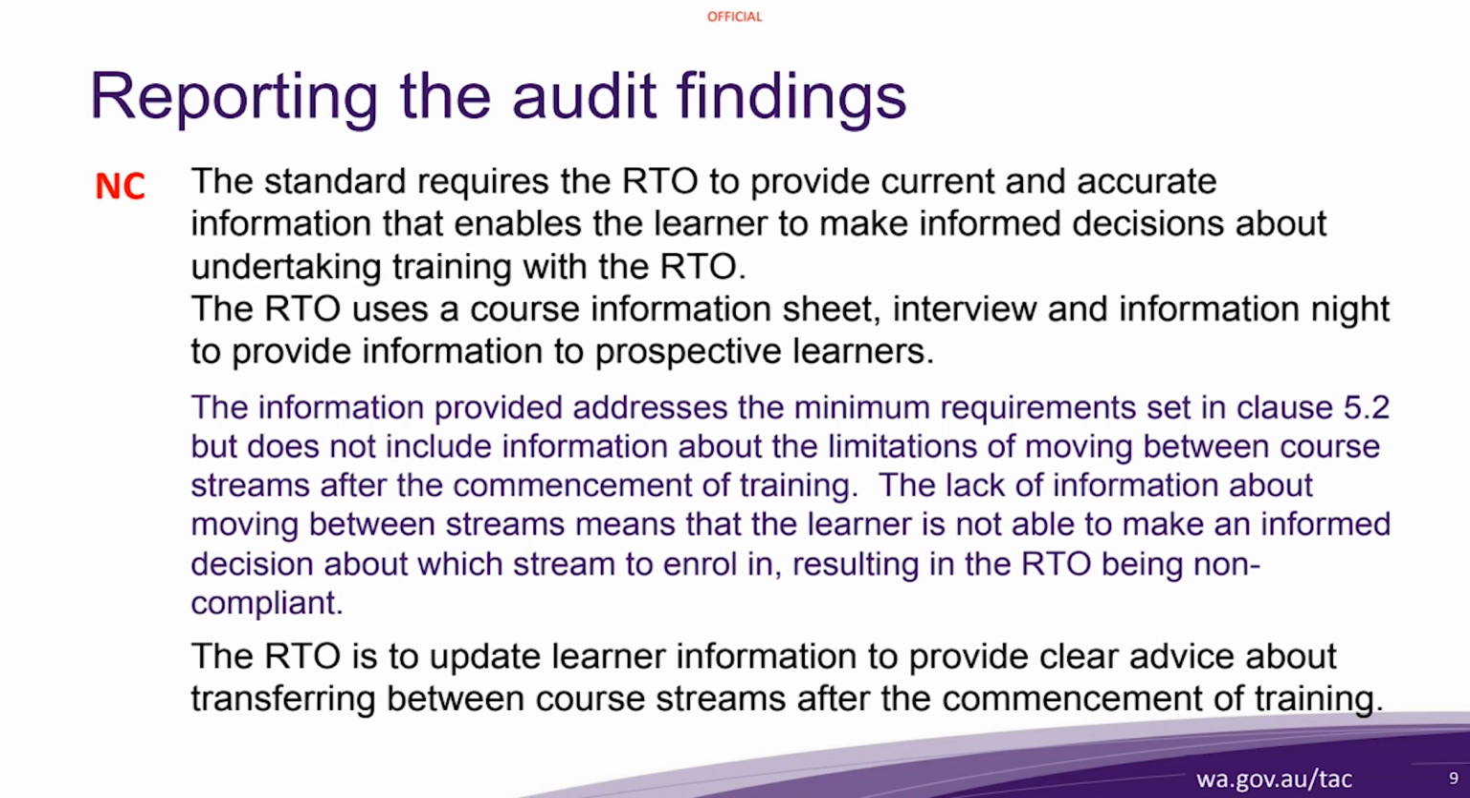The information that's in purple on the screen in front of you is the bit where we would describe the gap. So the information provided addresses the minimum requirements set out in clause 5.2, but does not include information about the limitations of moving between course streams after the commencement of training. The lack of information about moving between streams means that the learner is not able to make an informed decision about which stream to enrol in, resulting in the RTO being non-compliant.